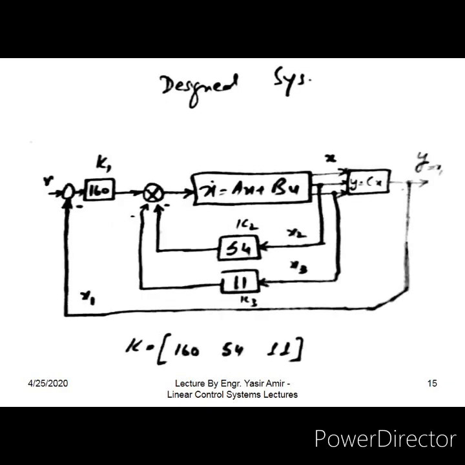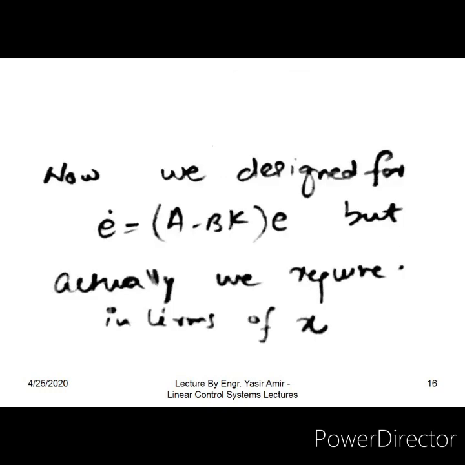Now here you can see the block diagram in slide number 15, where we have substituted the values of these gains k1, k2, k3, and this is our designed system. Recall that we actually designed this for the error dynamic system, e derivative is equal to A minus BK times e. Although the block diagram is complete, as we have seen in the previous slide, mathematically we want to have the equations of this system in the complete form. This is what we will see in the next slide.